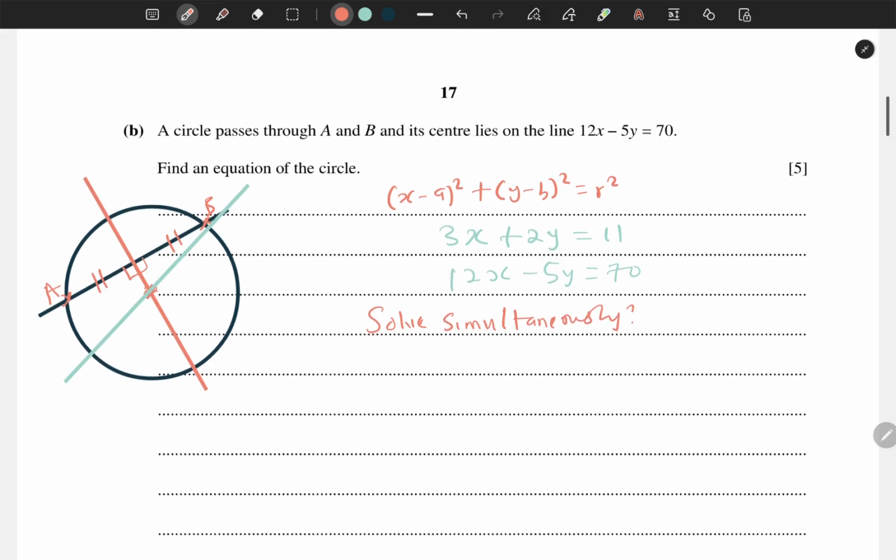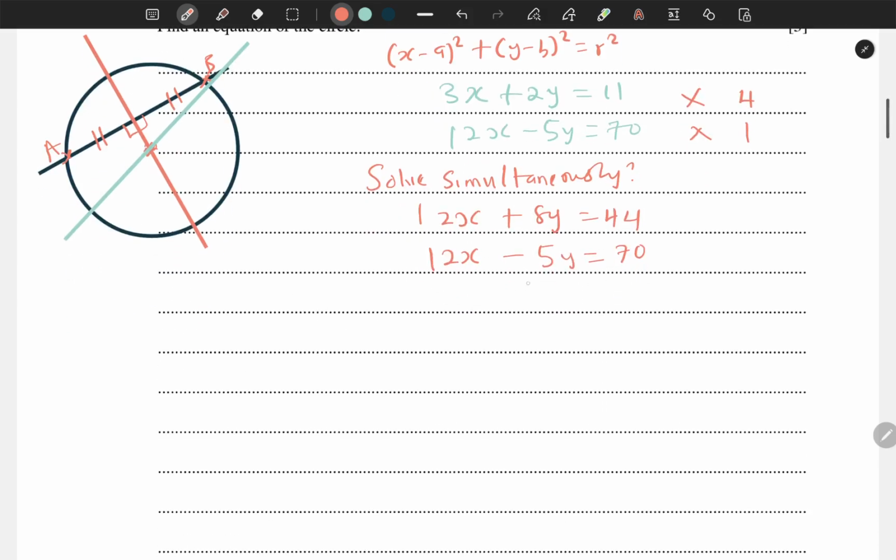Solving this simultaneously, you could multiply this by 4 and this by 1. So you have 12x plus 8y equals 44, and this is 12x minus 5y equals 70. So subtract that, this becomes 0. 8y plus 5y, that's 13y. Then 44 minus 70, that should give us minus 26. So y now is minus 2.